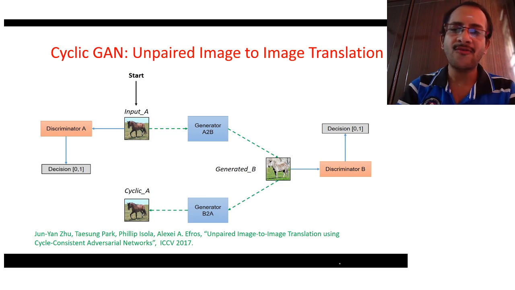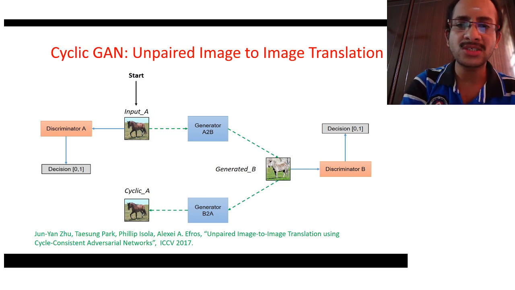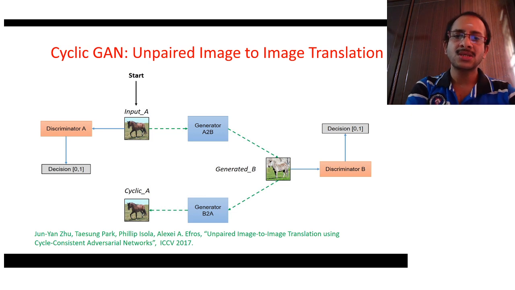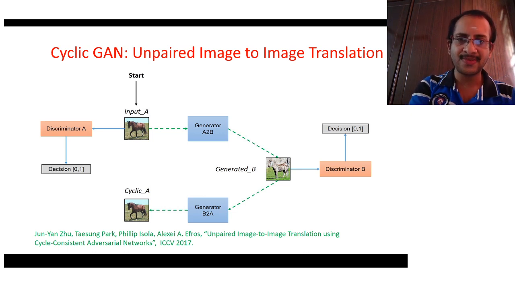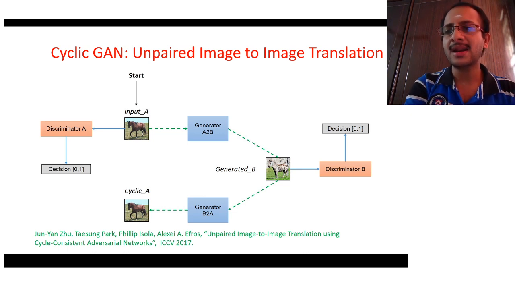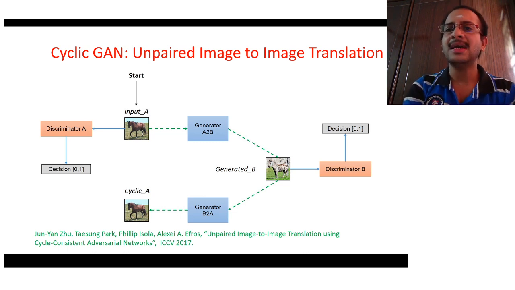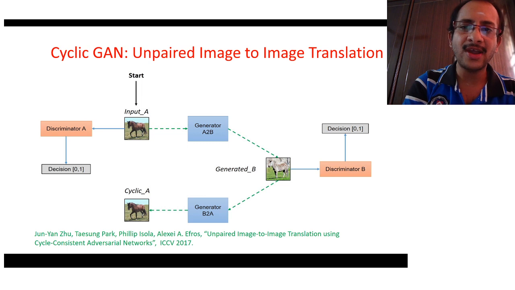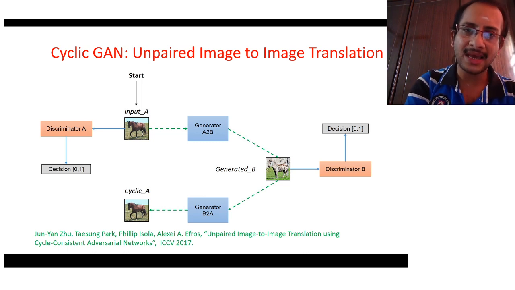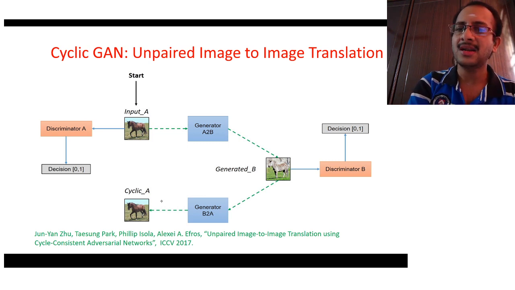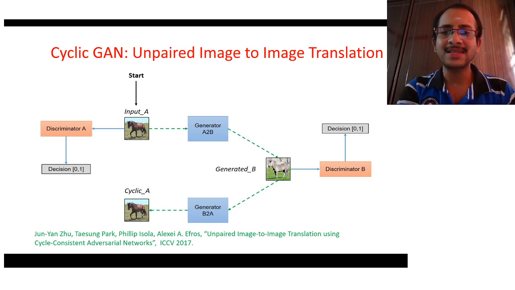And this way of ensuring that generating from horse to zebra and zebra to horse goes side by side together, in effect, if I use only generator A to B later, I will be able to generate horse to zebra, and if I use B to A, I will be able to generate zebra to horse once the training is over.